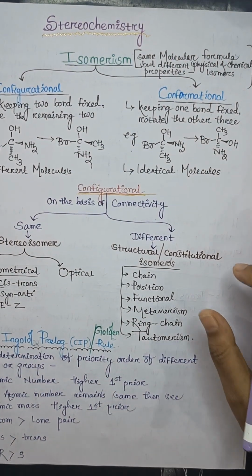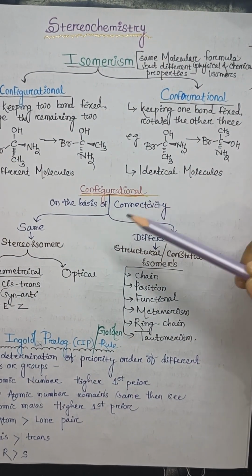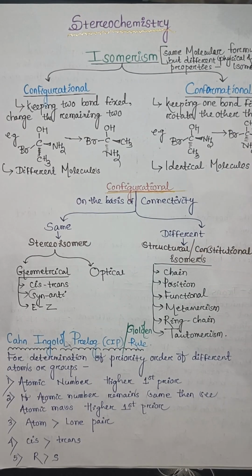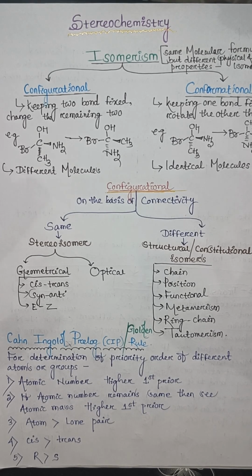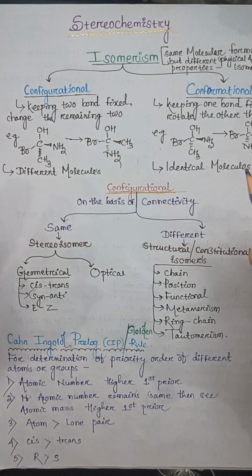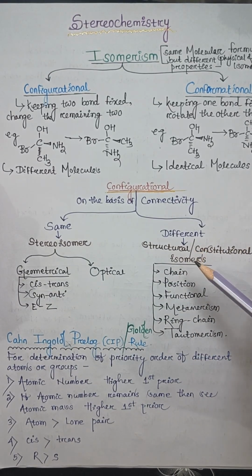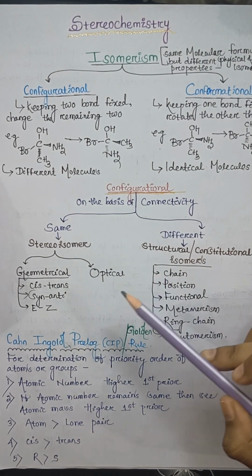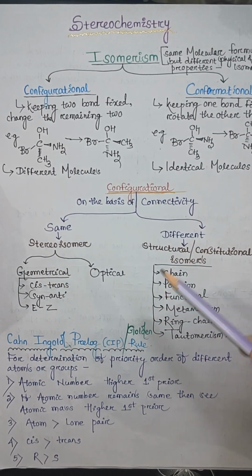Next, configurational isomers are classified into two types on the basis of connectivity. Connectivity means position of groups. It can be functional groups or substituents or double bonds or triple bonds. If these are the same, we will call it a stereoisomer. If different, we call them structural or constitutional isomers. This is of less importance, but the most important is stereoisomer. Among these two, optical is the most important.